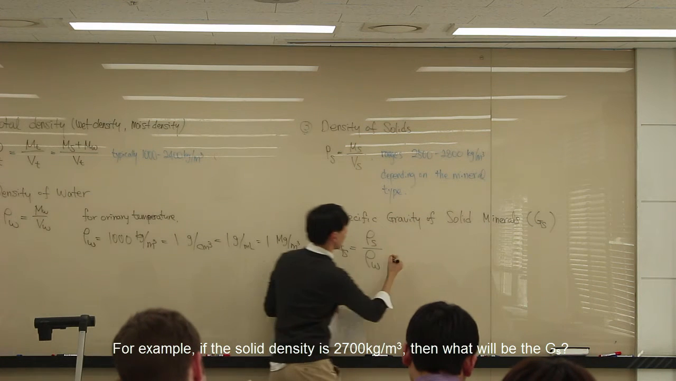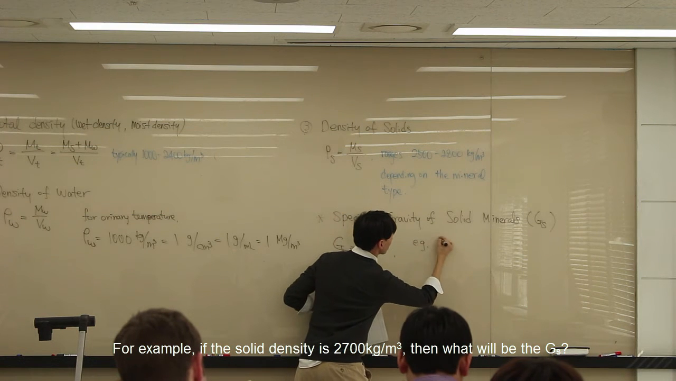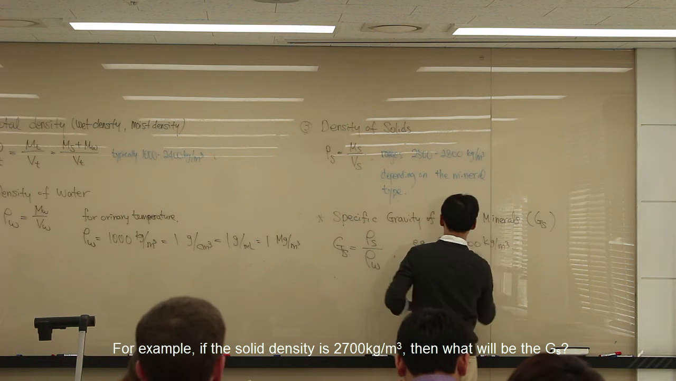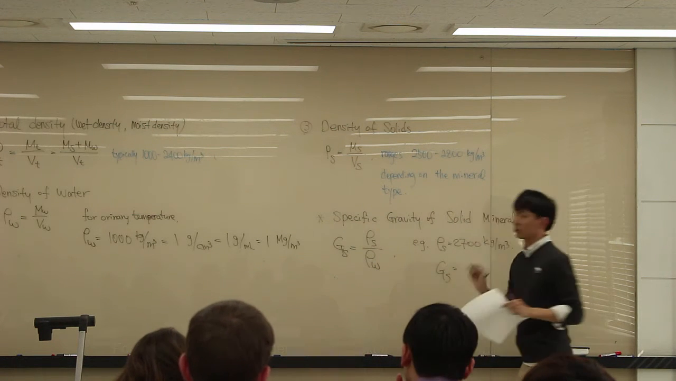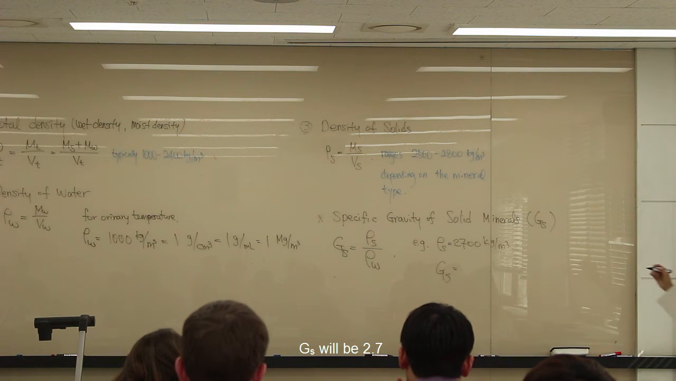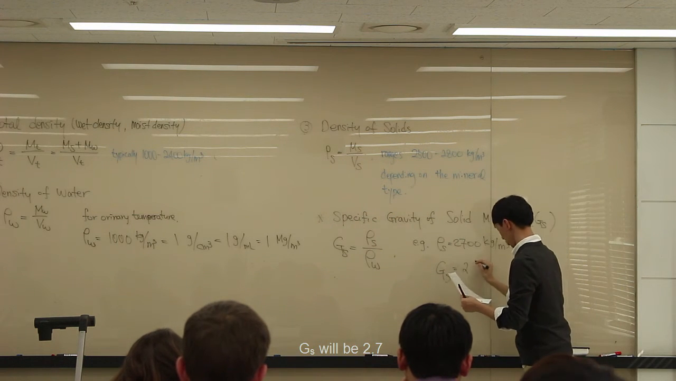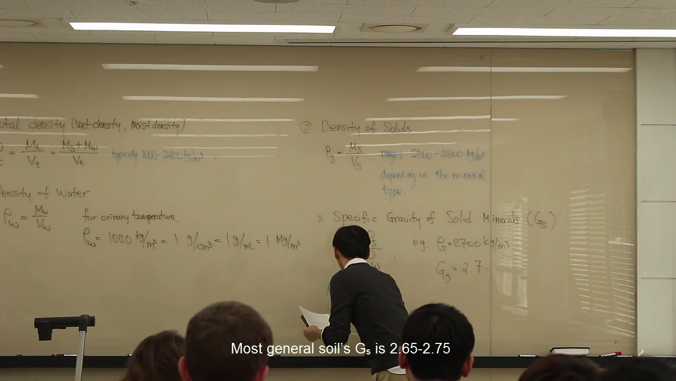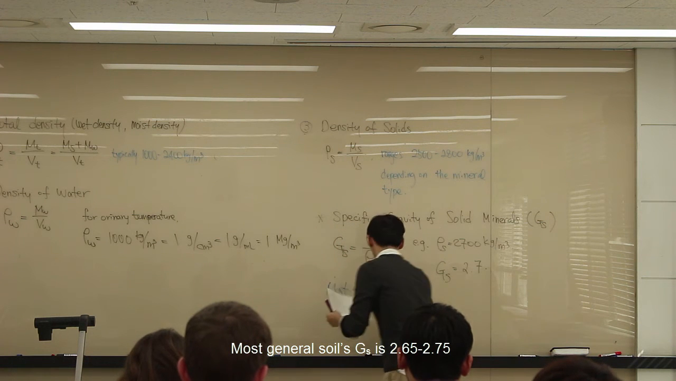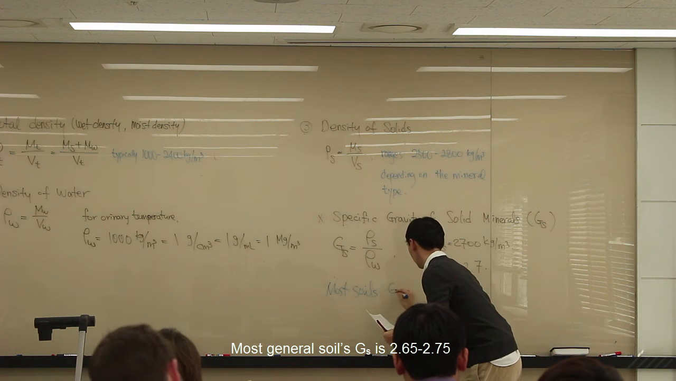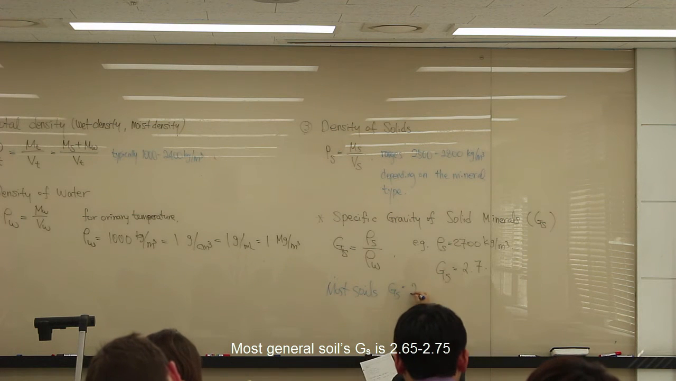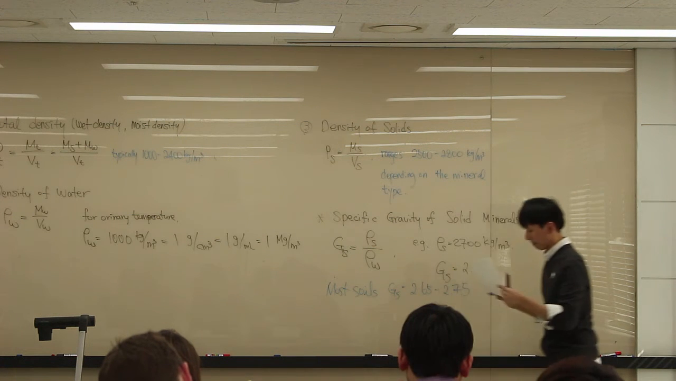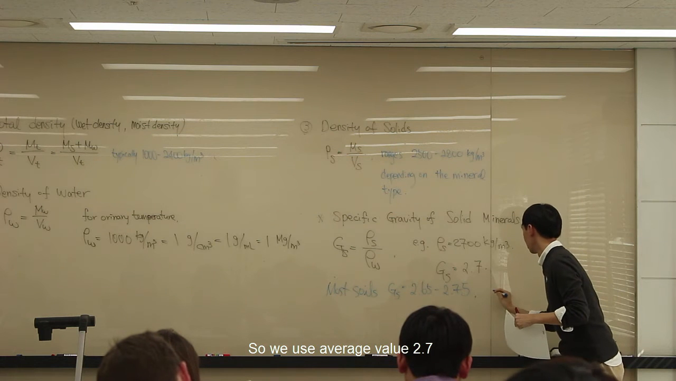So if the solid density, for example, is 2700 kilograms per cubic meter, then what will be the Gs? Gs will be 2.7. So most soil has a specific gravity of 2.65 to 2.75. So on average we typically use 2.7.